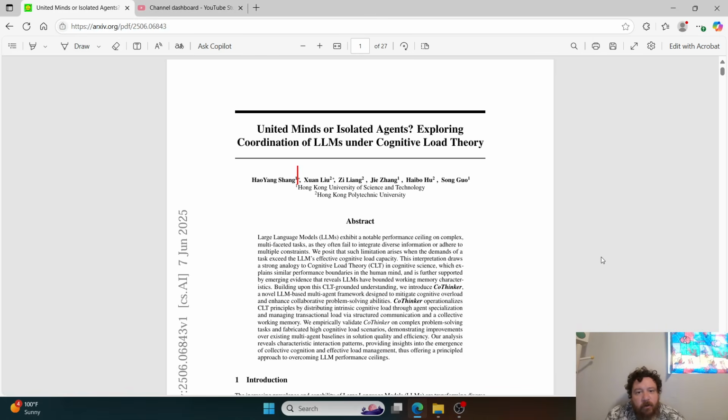Ready? So this research paper is called United Minds or Isolated Agents, Exploring Coordination of LLMs Under Cognitive Load Theory. And this paper goes over and incorporates a lot of concepts that I've talked about individually on this channel, but I've never seen a research paper dive into it specifically and all of these elements in this way overall.